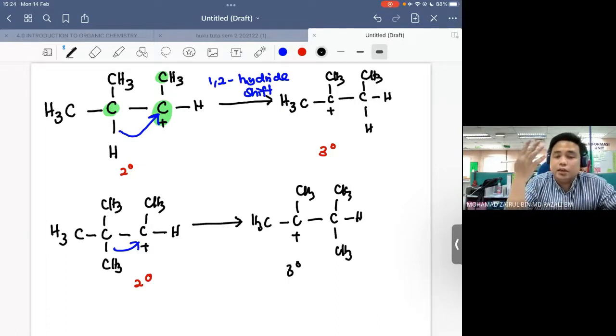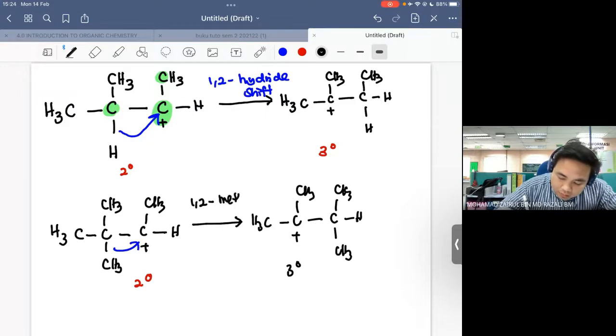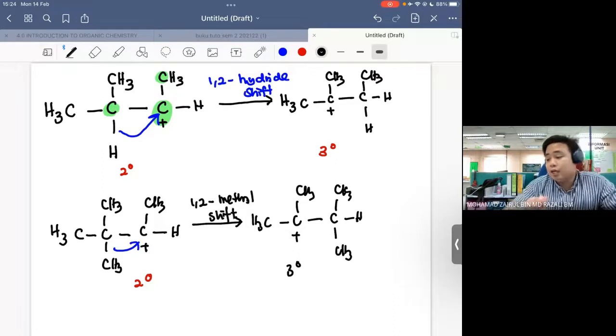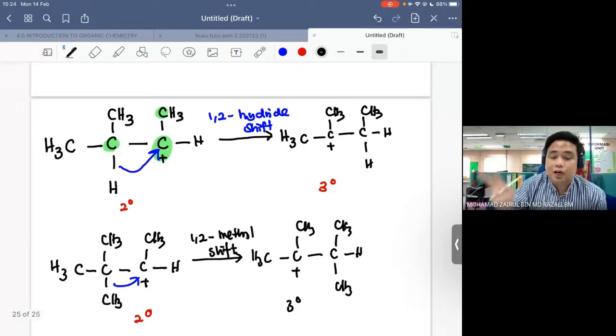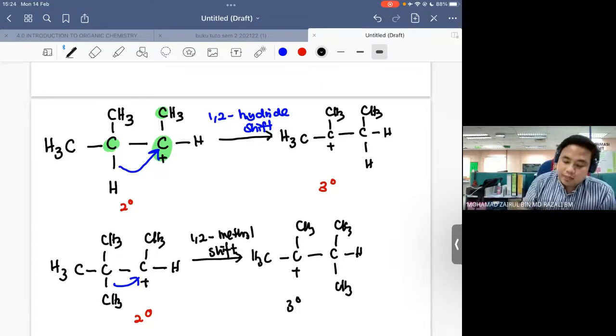The earlier one, where we rearranged hydrogen with the carbocation, we call a 1,2 hydride shift. Now, if we rearrange the methyl with the carbocation, we call it a 1,2 methyl shift. So only carbocations can rearrange. Free radicals and carbanions cannot. Only carbocations. Carbocation stability increases as the number of alkyl groups surrounding the C plus increases.